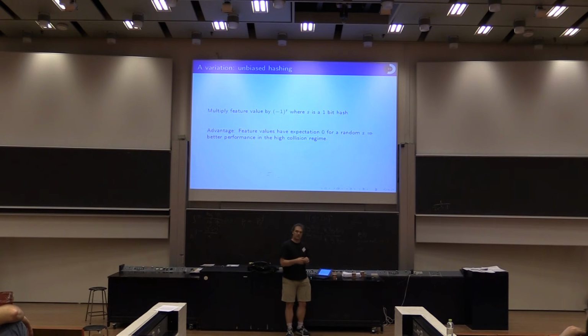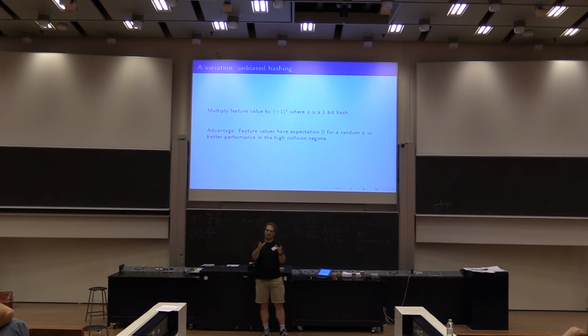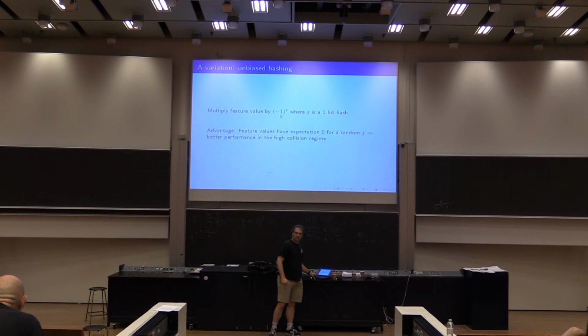Okay, so there's a small variation which can be helpful at times. You can unbias things a little bit, and that allows you to sometimes fit a bit more different features into the same RAM budget. Essentially, you can multiply the feature value by a 1-bit hash, minus 1 to a 1-bit hash. So that can be useful. So this means the feature value has expectation 0. That means that when you have collisions, you get less of an adversarial structure. That allows you to tolerate a few more collisions.